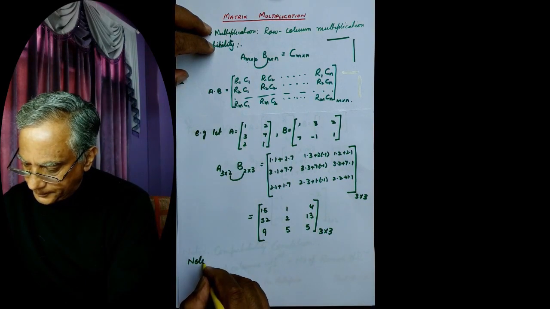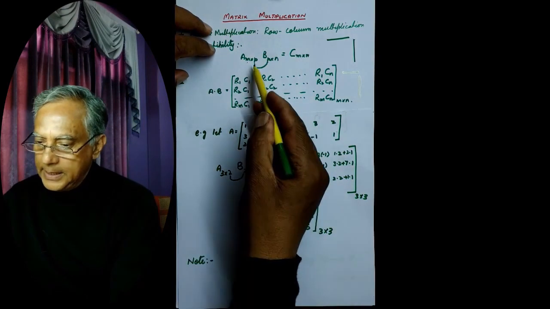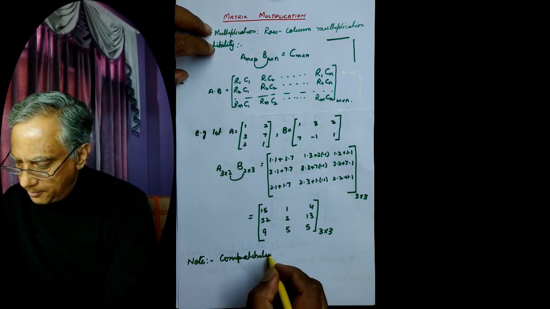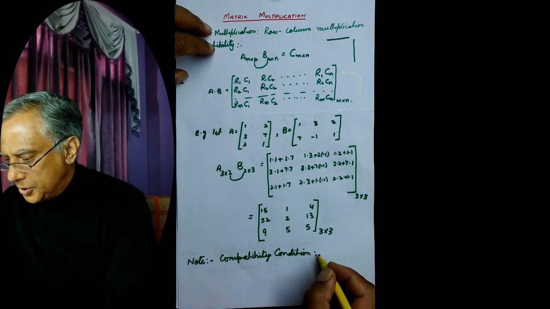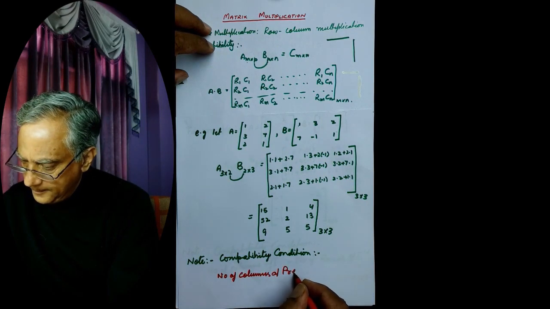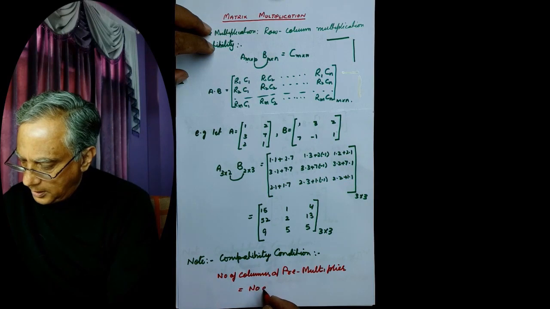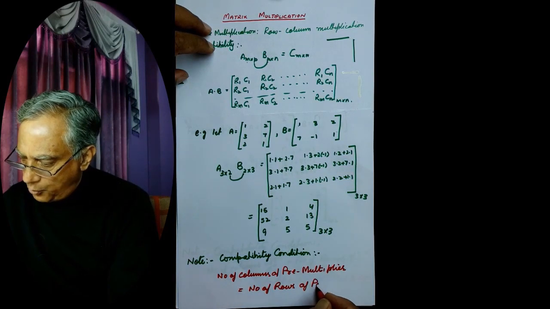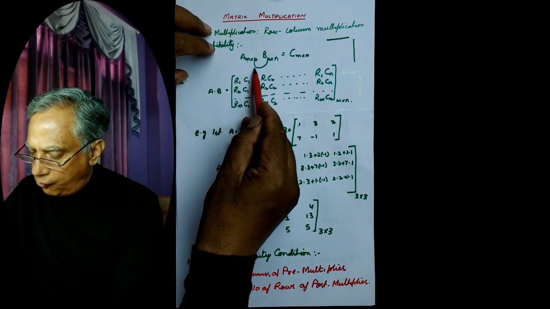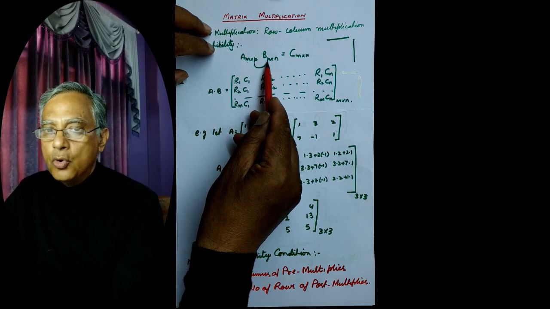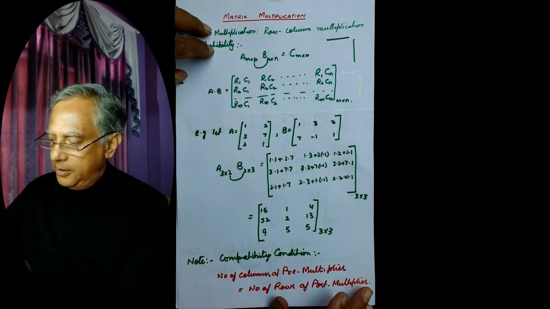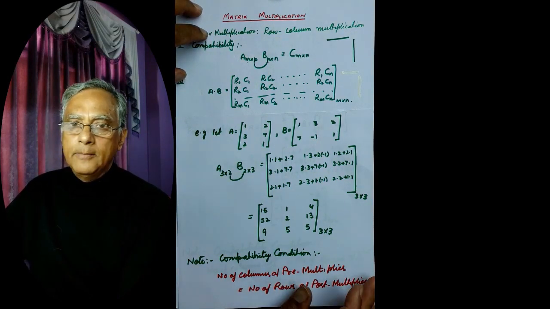Note, this compatibility condition can be written in words as: number of columns of pre-multiplier is equal to number of rows of post-multiplier. This is the compatibility condition. Now we proceed on to take some questions.